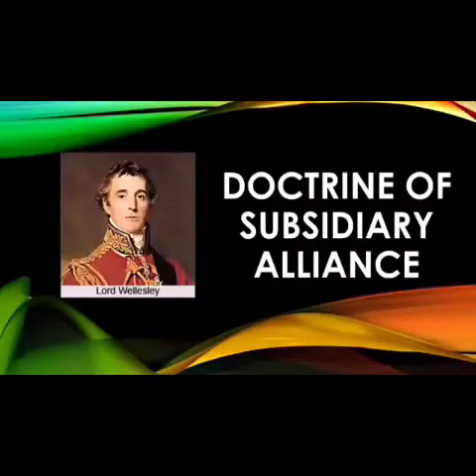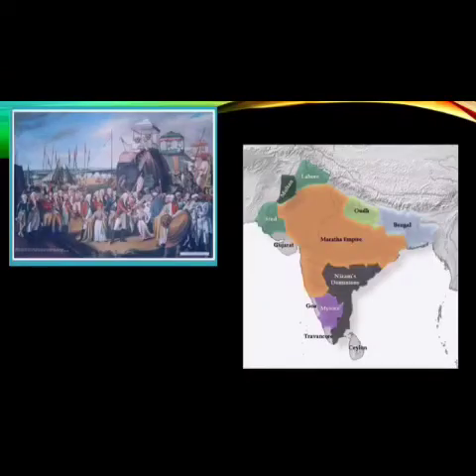Doctrine of Subsidiary Alliance. The East India Company was active in setting up colonial and economic rule in India. They adopted many unfair policies to capture as much land as possible. The Governor General of India from 1789 to 1805, Lord Richard Wellesley, used the subsidiary alliance system to bring the Indian states under the British rule.